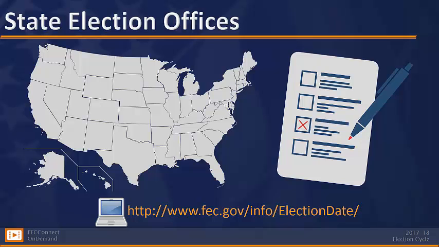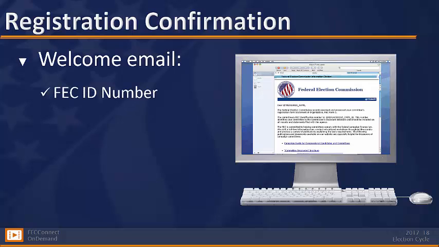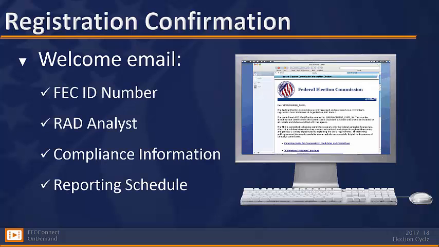Addresses and phone numbers for state election offices are available through the compliance map on our website. Even if you're not required to file copies of reports with your state election office, you may want to make a note of their website address and phone number since they handle questions concerning ballot access requirements. Once the Commission receives and processes a campaign's registration documents, the agency sends a welcome email that includes the committee's FEC identification number, the name and phone number of the campaign finance analyst that will review the committee's reports, and links to compliance information on our website, including reporting deadlines.